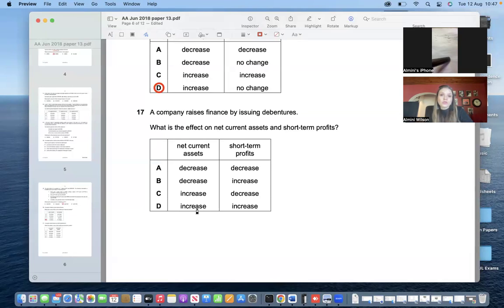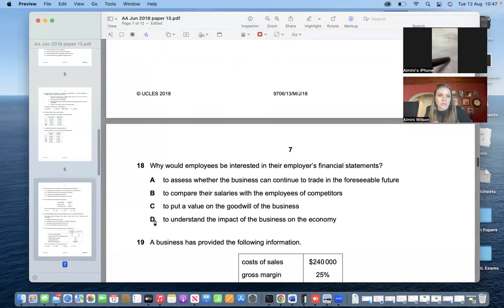The problem with our short-term profits is that we have to pay debenture interest, so short-term profits will decrease. Obviously, in the long term, maybe we're doing something amazing with these debentures, making a new branch and getting more profit. But in the short term, it's not great to have debentures because of the interest.